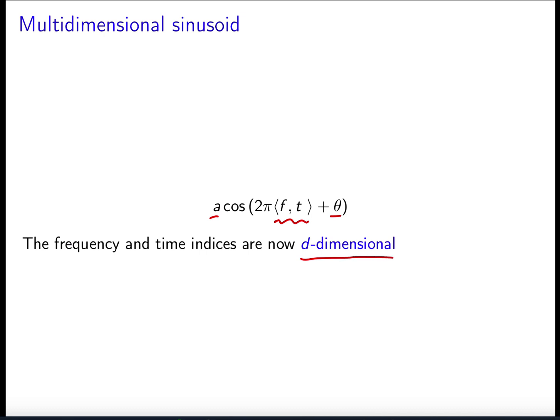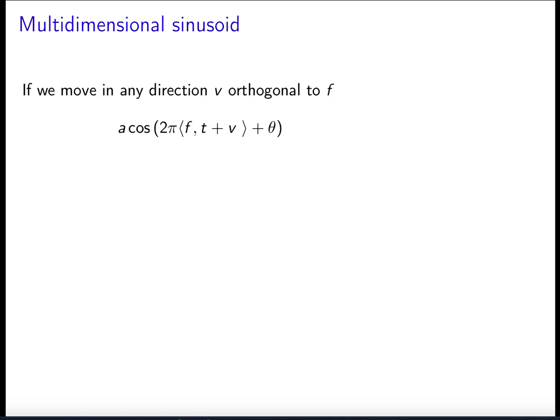Now, the multidimensional extension of the frequency is d-dimensional. In order to see what this means and what kind of functions we obtain with this formula, let's see what happens when we move t in different directions. Okay, so if we move t in a direction that is orthogonal to f, then it turns out that the function does not change at all. The function is actually constant in any hyperplane that is orthogonal to f. Why? Because when we expand this inner product, we obtain the inner product between f and v, and that's just 0, because this is how we're defining v, so that the function stays exactly the same.